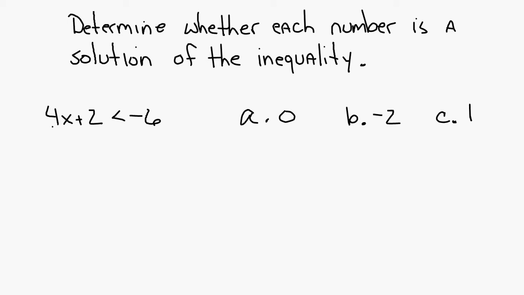So when you're finding out if 0 is a solution, then you take 4 times 0 and you add 2 to it, and you ask yourself, is that less than negative 6? So what's 4 times 0? That's 0 plus 2 is 2. Is 2 less than negative 6? Okay, so this is a no. Then you're going to substitute the negative 2.